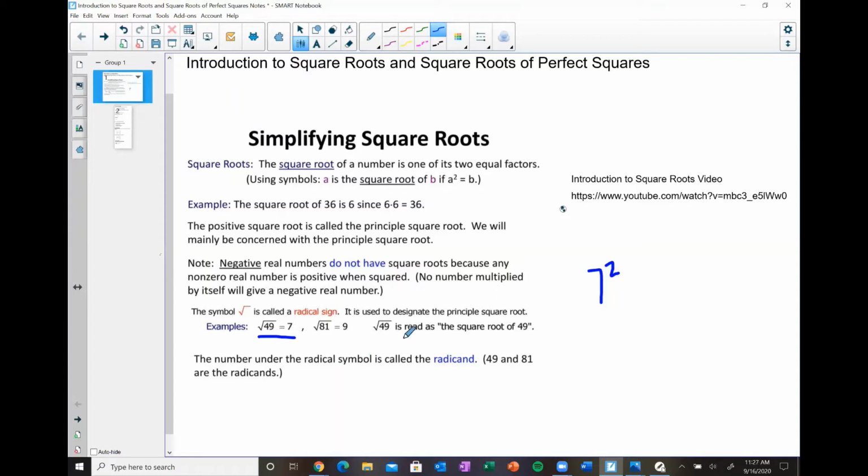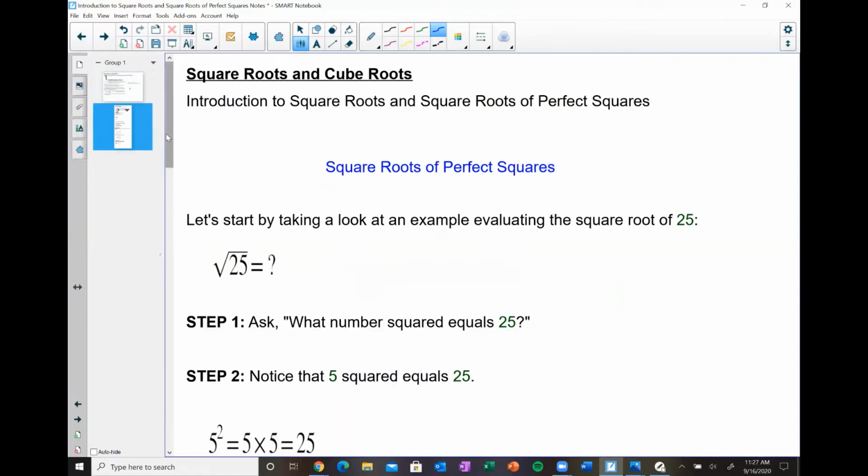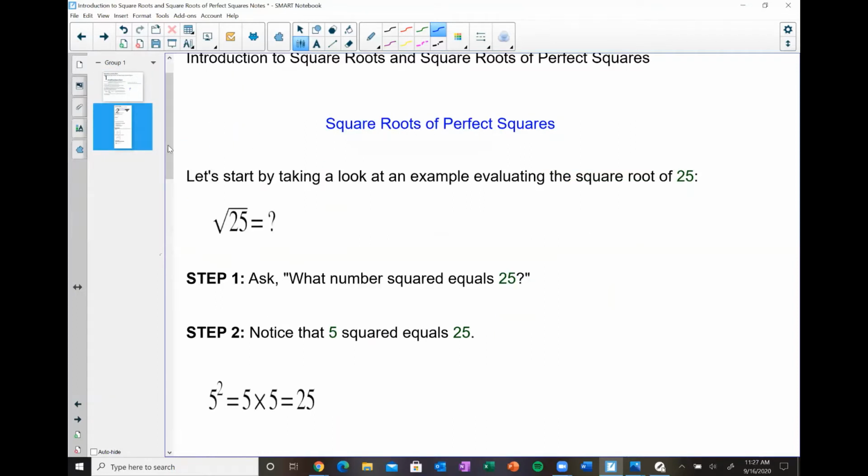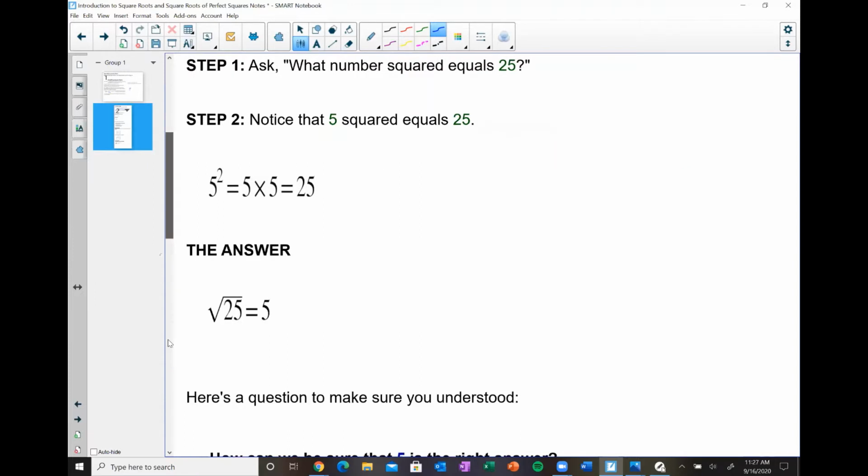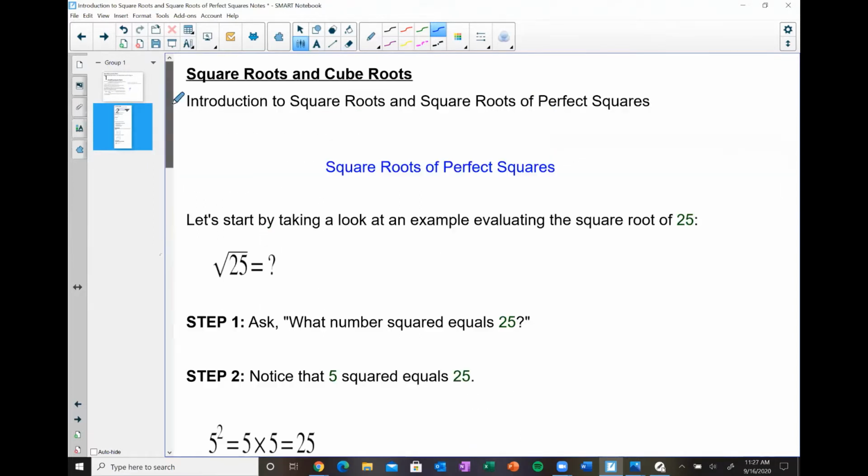As you can see right here, they have the square root of 49, read just as I said it. We also talked a little bit about perfect squares, but I am going to show you a video that I didn't show in Monday's lesson, and we're going to do that very quickly. This is just a recap of what we did here. So let me show you guys the video.